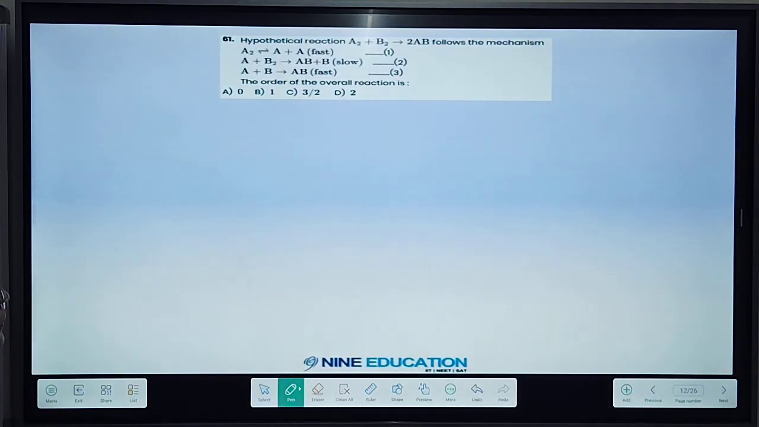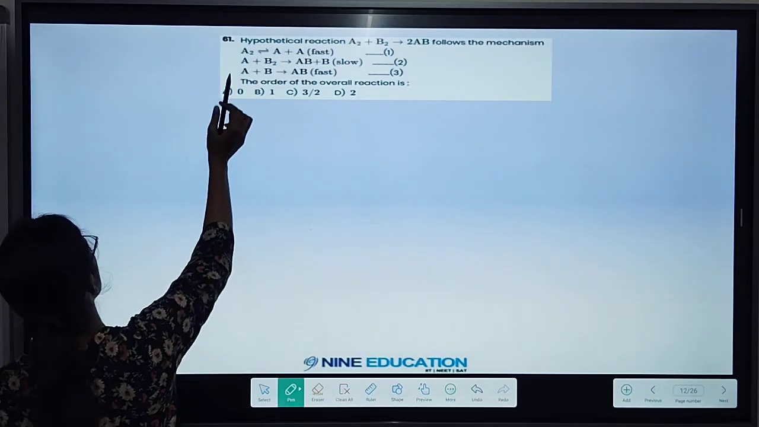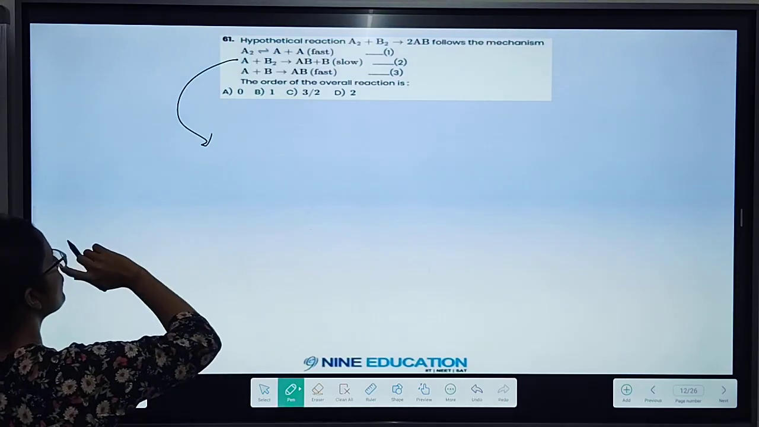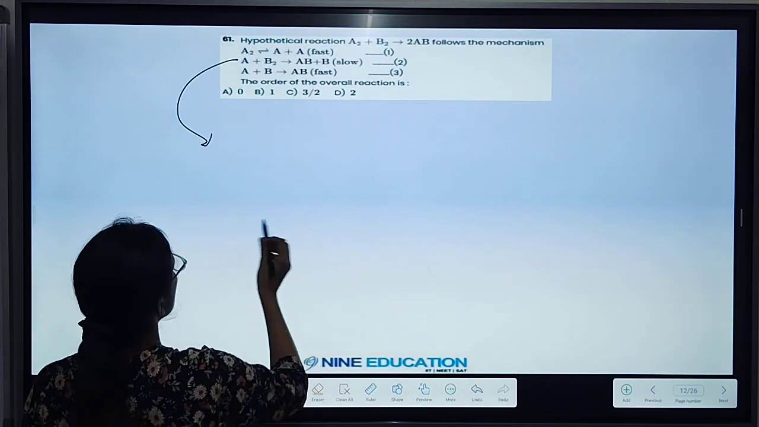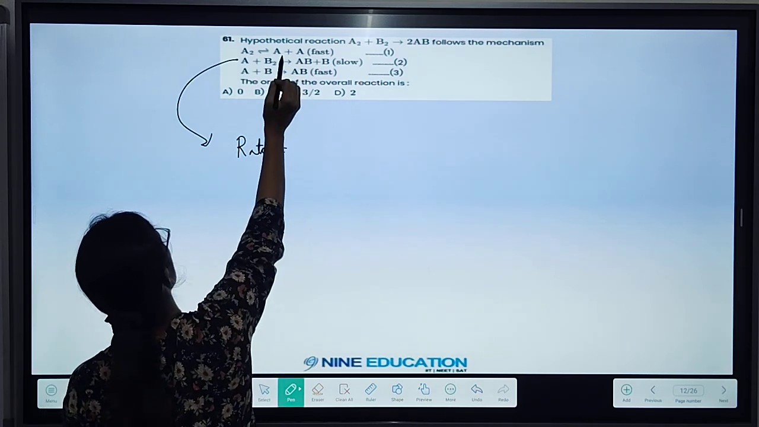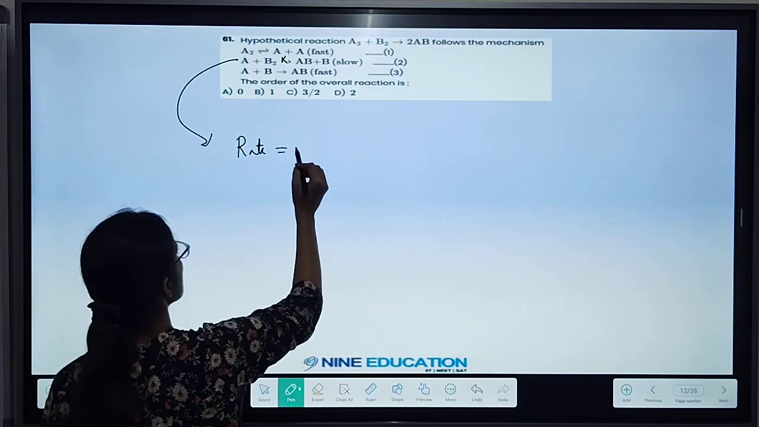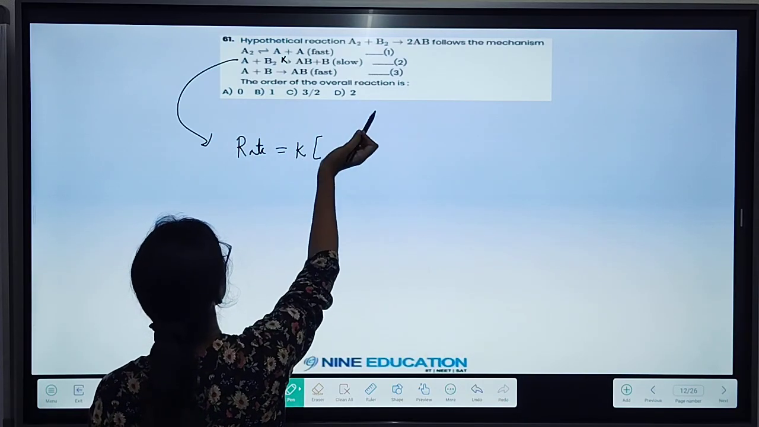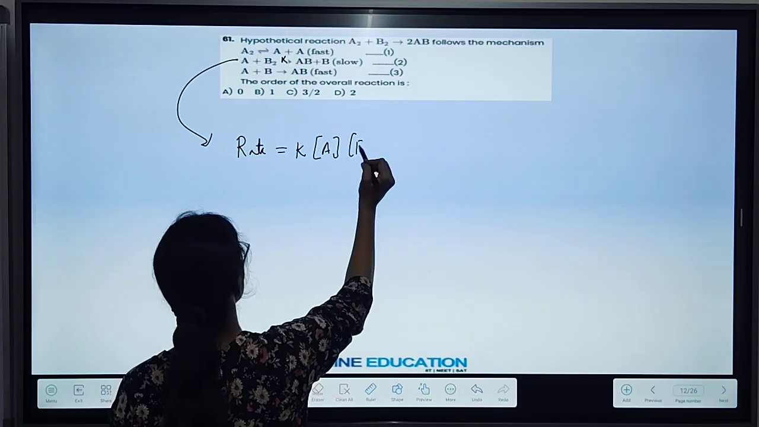Next question we are having is 61. Hypothetical reaction A2 plus B2 giving us 2AB, which follows the mechanism provided below. Find the order of the overall reaction. Okay, so this is a complex reaction happening in a number of steps. For this we have to look at the rate determining step, the slowest step. So with this slowest step, if I try to write down the rate, let us say the rate constant of this particular step is k, so rate will be equal to k into the reactant concentrations of this step, which will be A into B2.